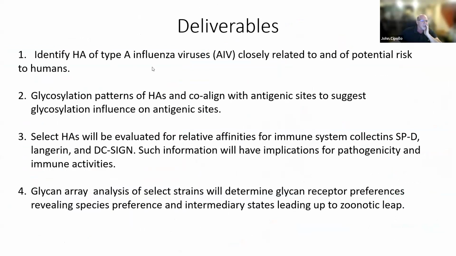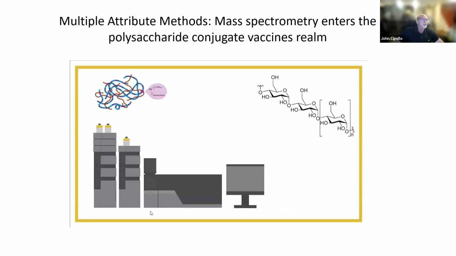We're looking to find out what are the patterns, how the glycosylation sites align with antigenic sites, what's the interaction with SPD, DC sign, and so on, and glycan array analysis to determine what are those patterns, and looking for intermediaries to that zoonotic leap.